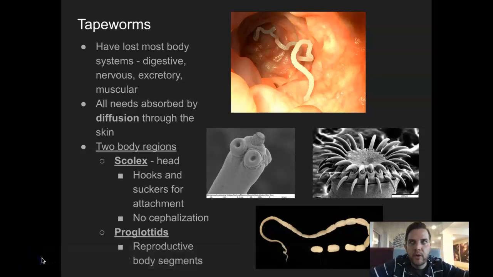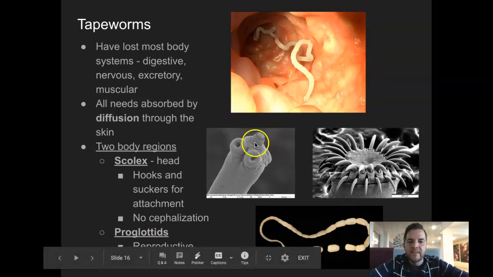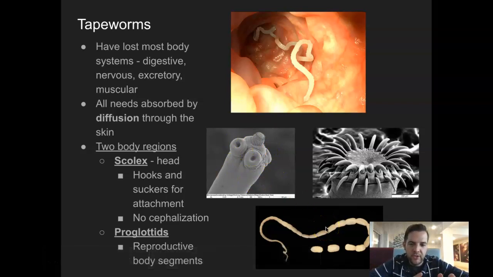Okay, interrupted again. Oh, well. So again, 2 parts. We have the scolex, the head, that's the anterior region of the organism, and then the proglottids are going to be the rest of the region. They are reproductive body segments, and there's no true cephalization here, but it is obvious that the anterior end is unique when compared to the other regions.